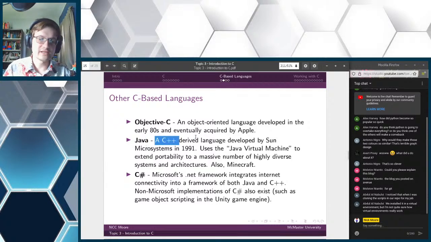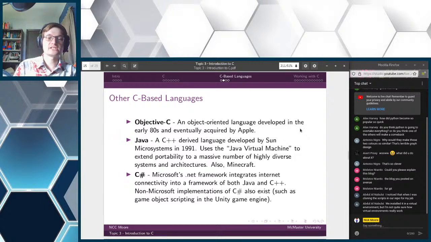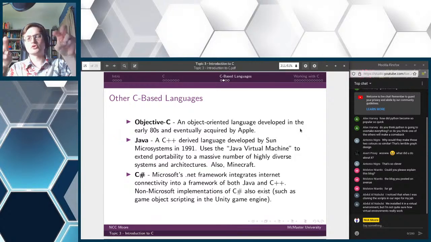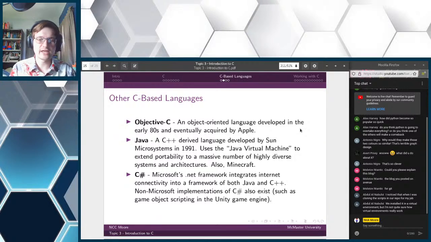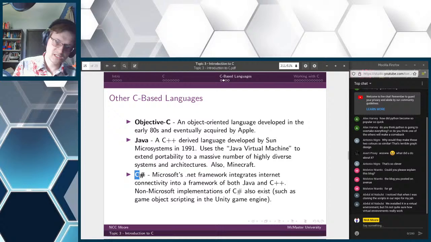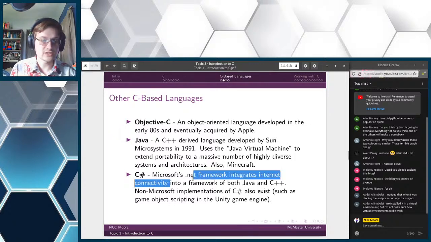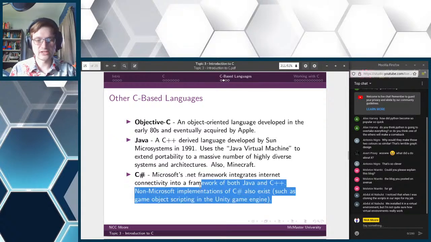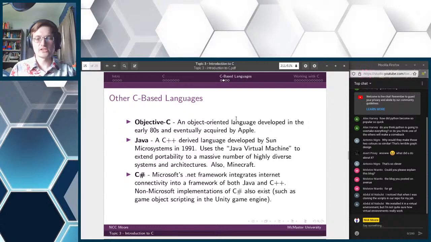Java is a C++ derived language developed by Sun Microsystems in 1991. It uses the Java Virtual Machine to extend portability to a massive number of highly diverse systems and architectures. Also, Minecraft is written in Java. C Sharp: Microsoft's .NET framework integrates network connectivity into a framework of both Java and C++. Non-Microsoft implementations of C Sharp also exist, such as the game object scripting in the Unity game engine. So you can see that pretty much all of the popular big languages are C-based.